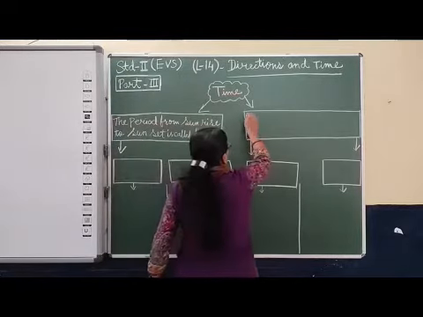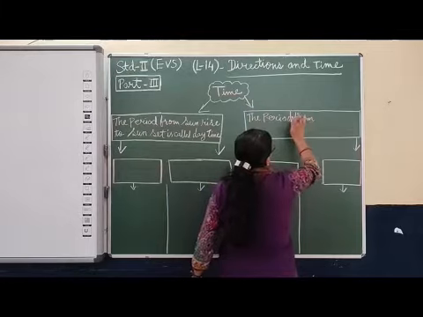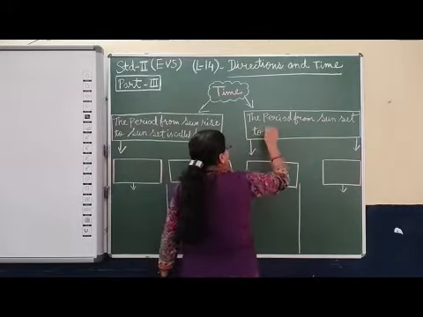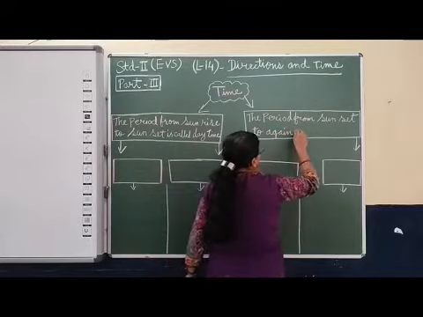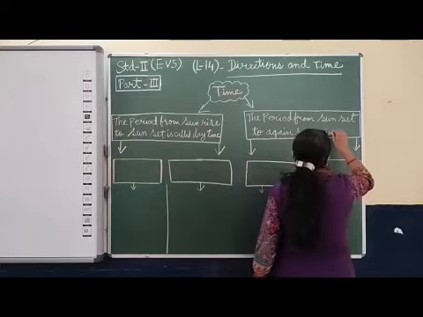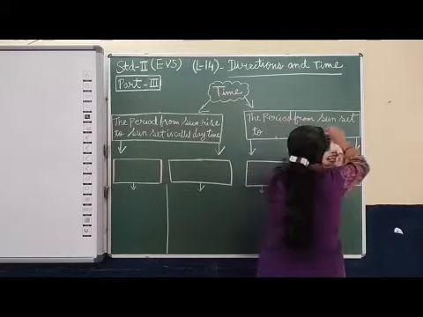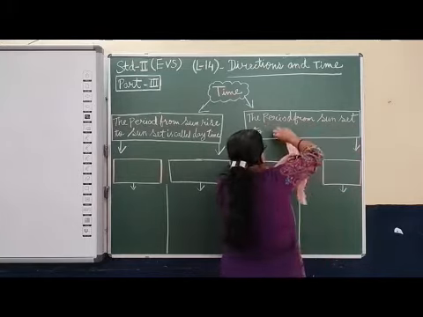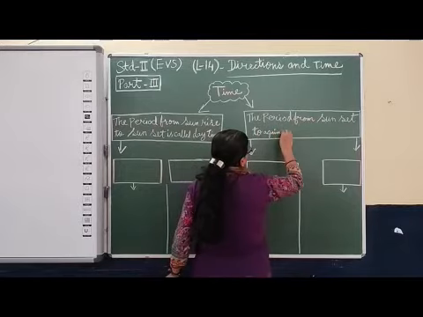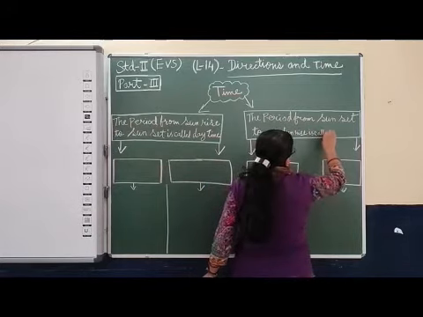Same way, the period from sunset to again sunrise is called night time. Let me write in short, otherwise the space is very less. Okay, we'll write again. The period from sunset to again sunrise is called night time.